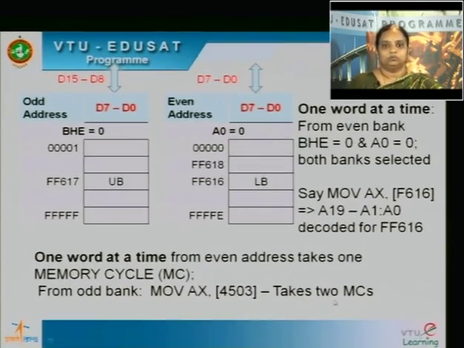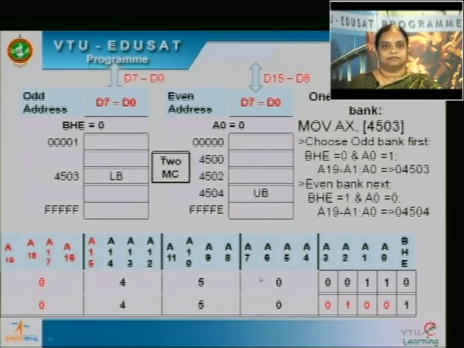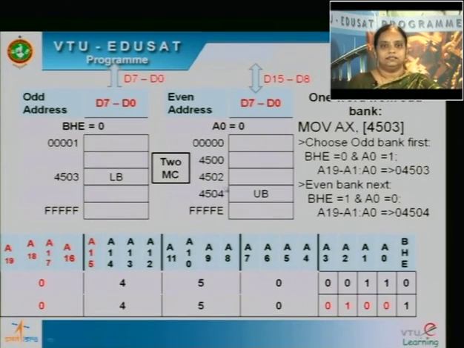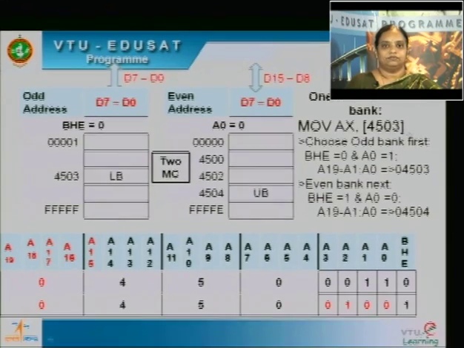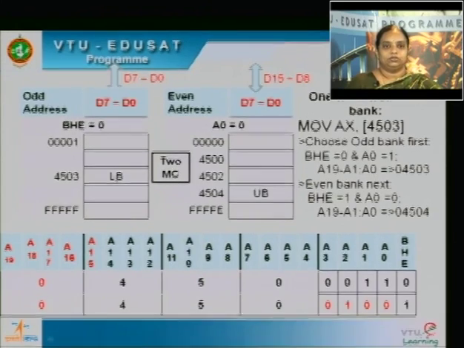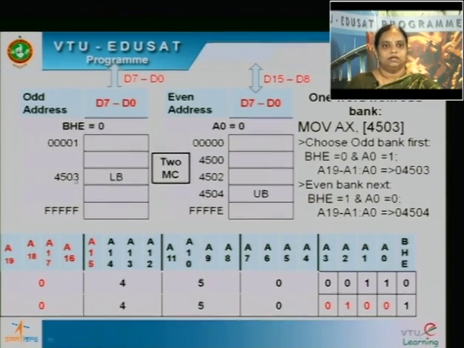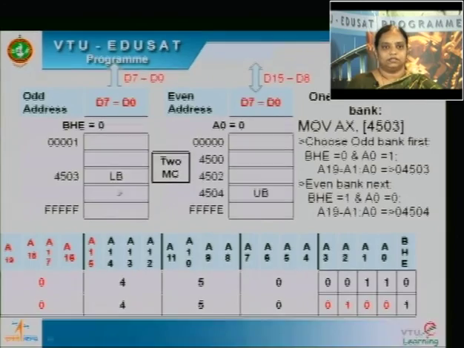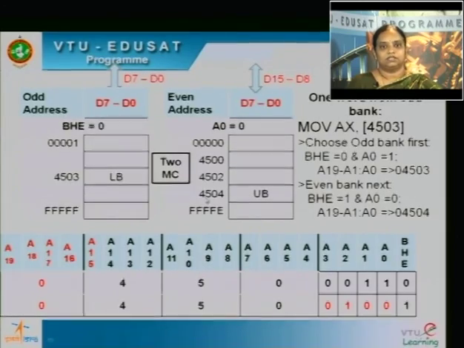How does it take 2 memory cycles? Now let us see this. So when I have a data at an odd address, let us say 4503, at 4503 the lower byte is stored. The lower byte is stored at 4503, that comes in the odd bank. Then the next upper byte is in the next memory location. The next consecutive memory location is 4504, and 4504 comes in the even bank.